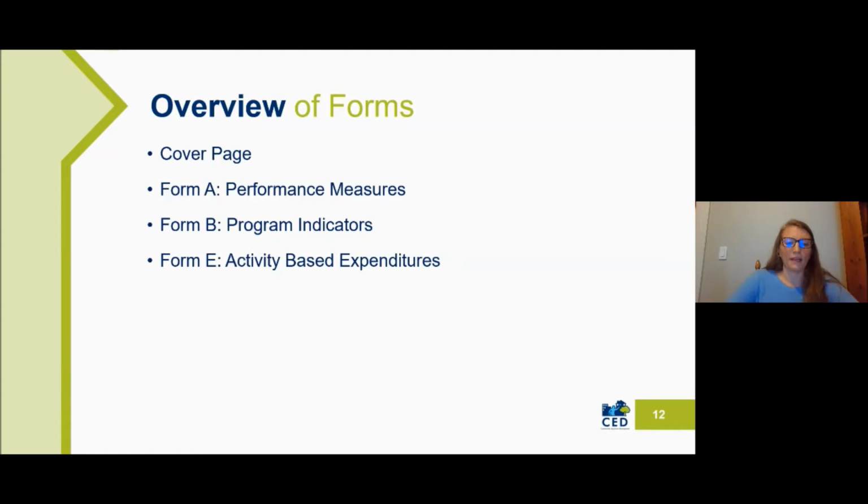Form A collects the quantitative data, and that is the form that I will spend the most time going through today. Form B gives you a chance to explain your project in a narrative format, so you can tell the story about your project, what's really going on. And Form E asks you to report on some financial data. We will now walk through each of these forms.